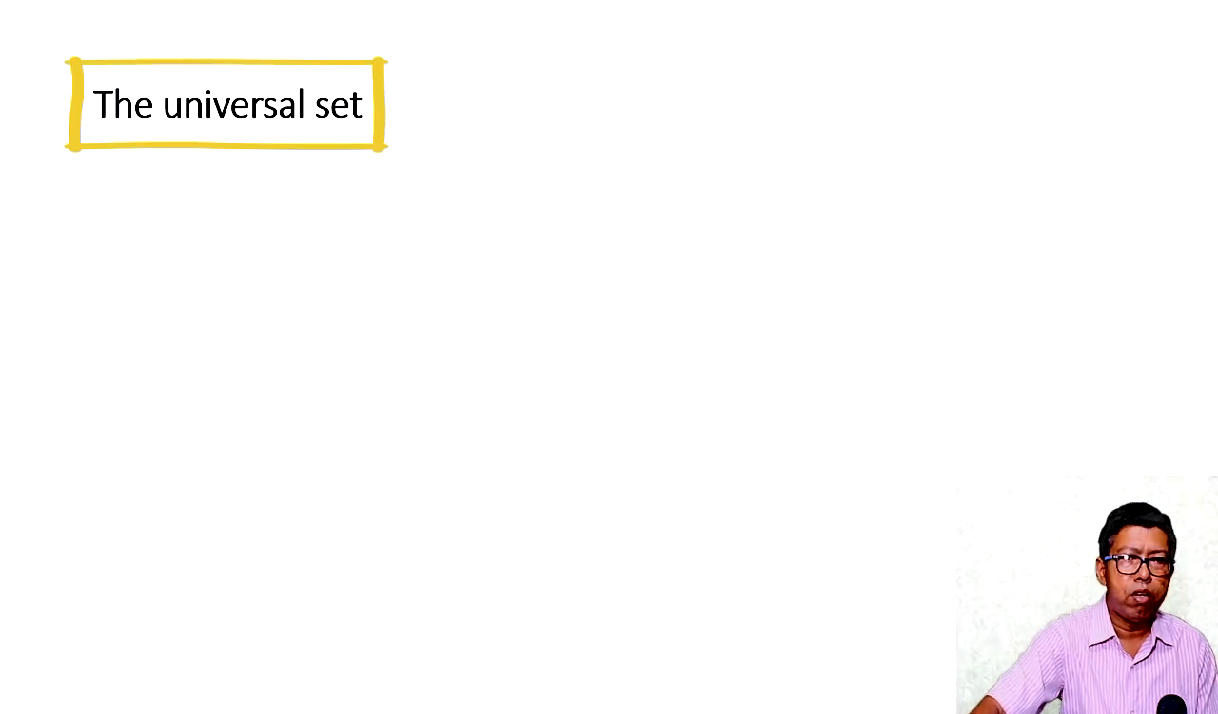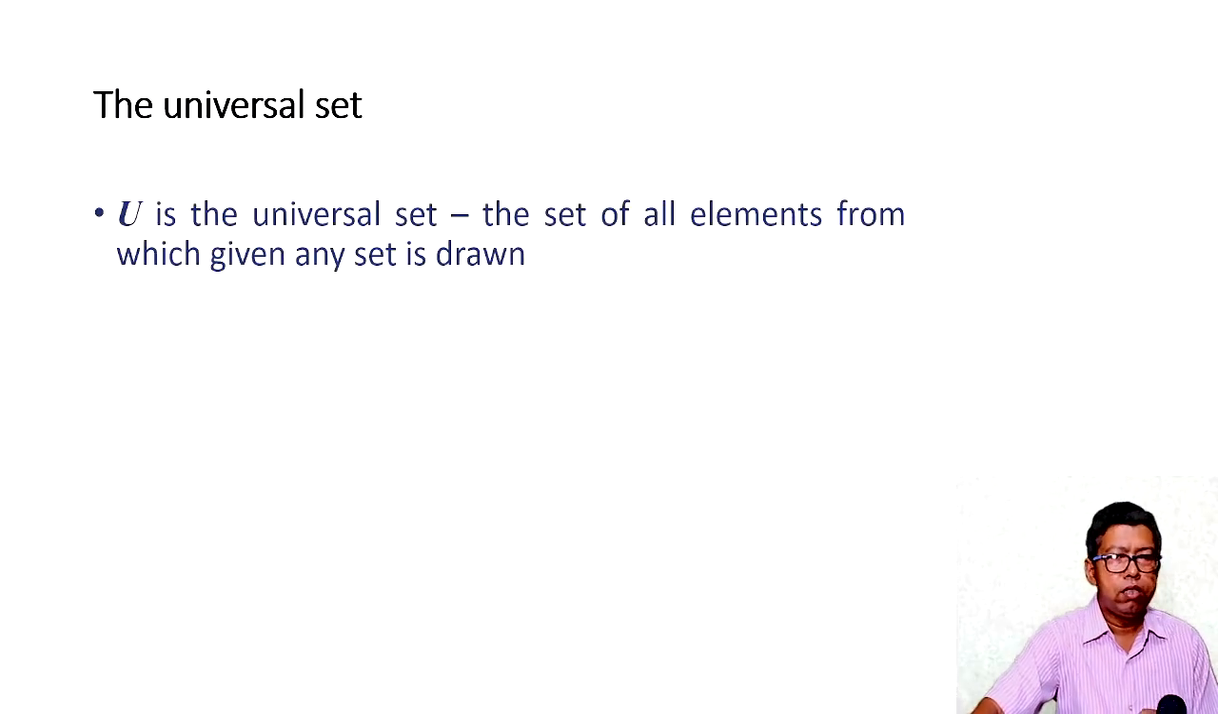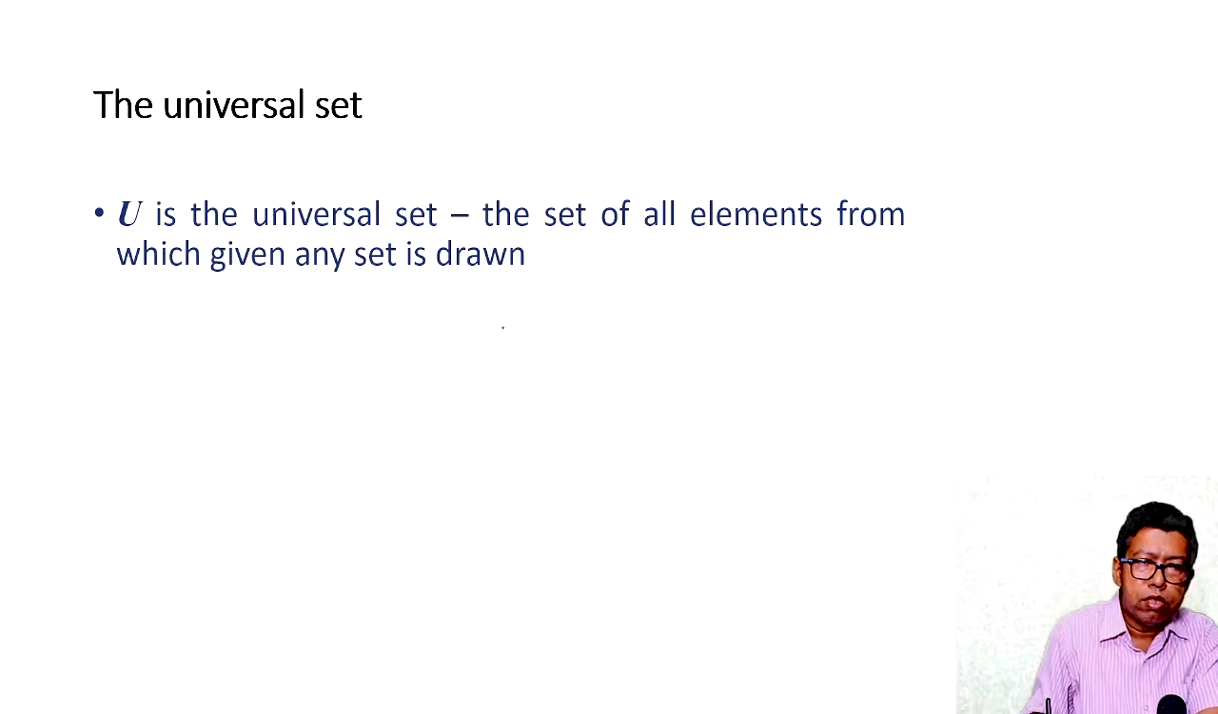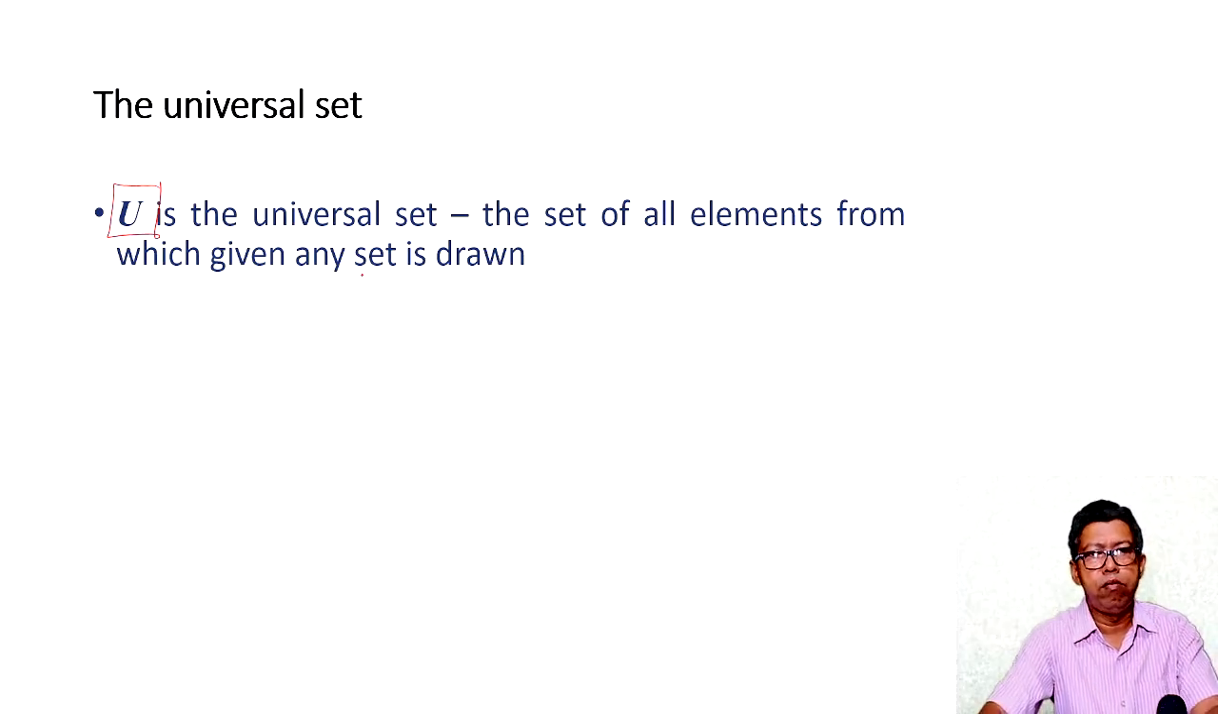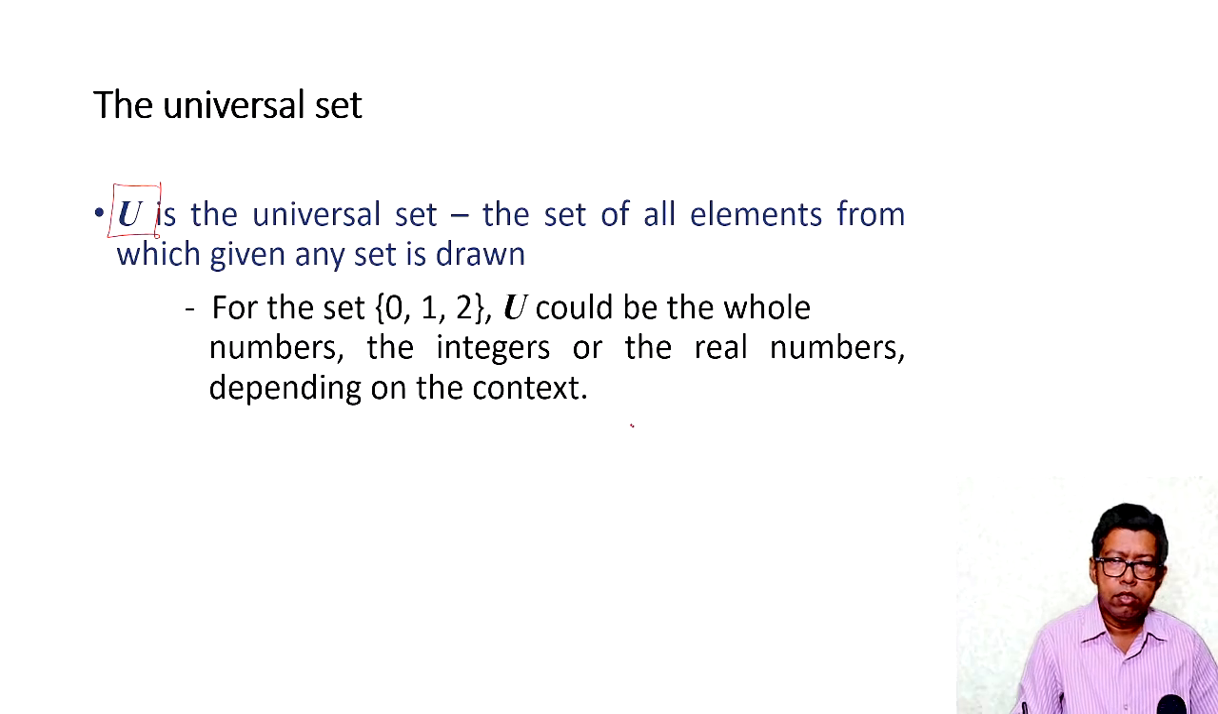Okay, next is the universal set. This is very important. What is actually the universal set? The universal set is denoted by U, capital U. Okay, this is the representation, and the set of all elements from which any given set is drawn is known as the universal set. As an example, consider the set {0, 1, 2}. Okay, only 0, 1, 2 is taken, 3 elements are taken.